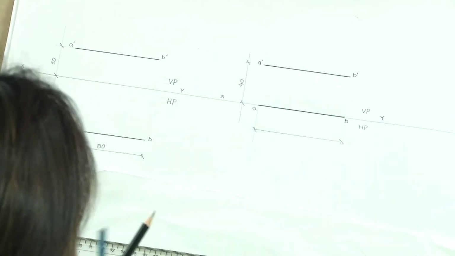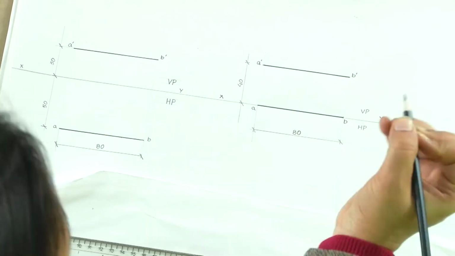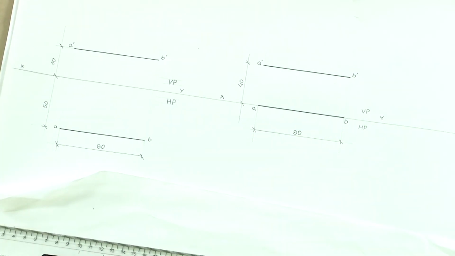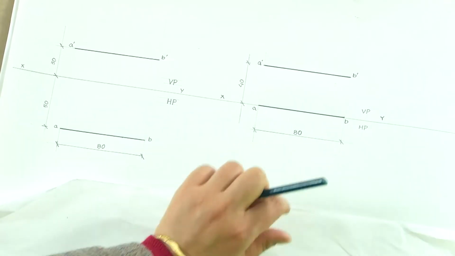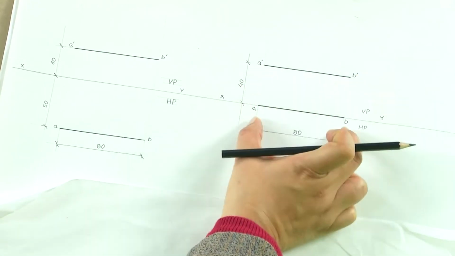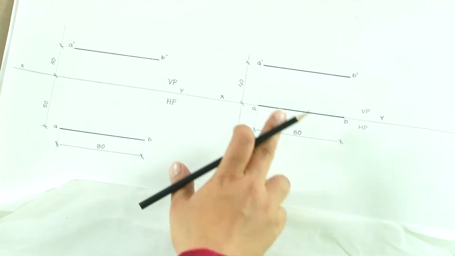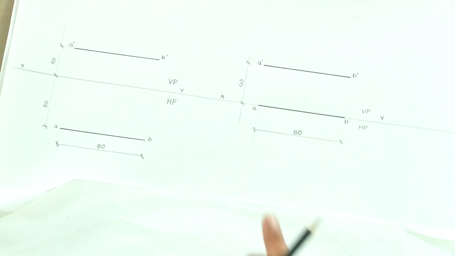This is 80. Now, look at this particular figure and match it with the condition here. We have a line of 80 mm, we have given this information here, line of 80 mm parallel to both planes. So, both the projections, both in plan as well as in elevation, we would see the true length of the line, which is 80.